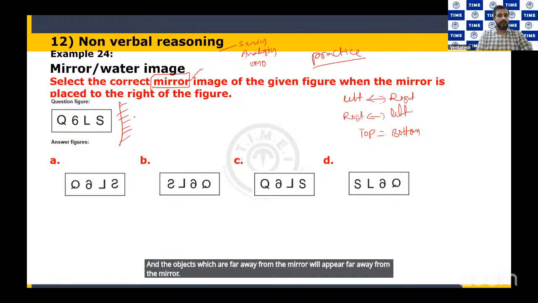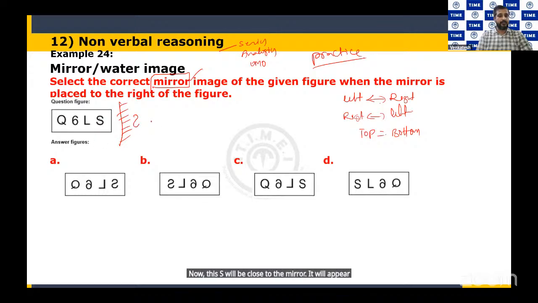Now this S will be close to the mirror. It will appear like this. L will be like this. 6 will be like this. And Q will be this way. What is the correct answer for this question? Choice A. Okay. Fine. Next one.